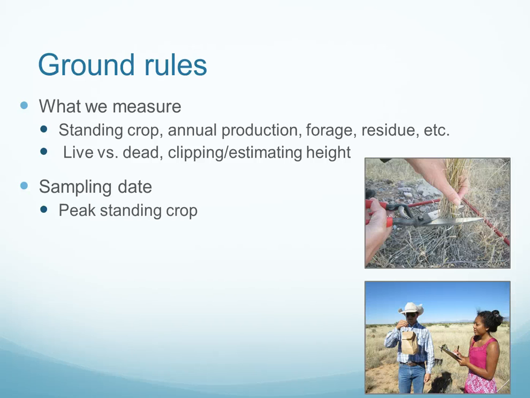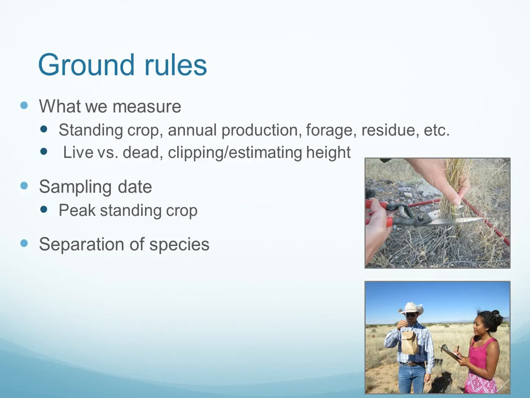Plants peak at different times, or certainly at different dates, and so usually we try to estimate peak standing crop by measuring standing crop at the end of the growing season. But you want to make sure that we select the sampling date with consideration of when biomass is going to be at its peak. If we wait too long, we'll start to have decay of plant materials.